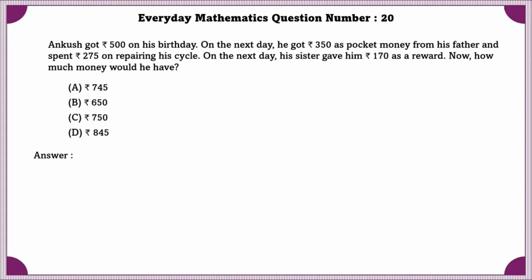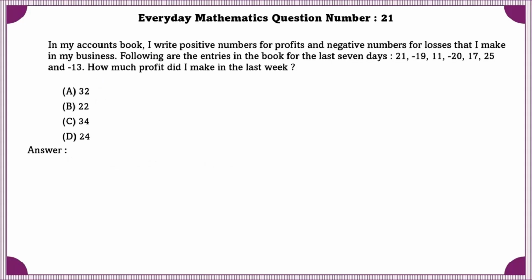Everyday mathematics question number 20. Ankush got 500 rupees on his birthday. On the next day, he got 350 rupees as pocket money from his father and spent 275 rupees on repairing his cycle. On the next day, his sister gave him 170 rupees as a reward. Now, how much money would he have? He would have 745 rupees.